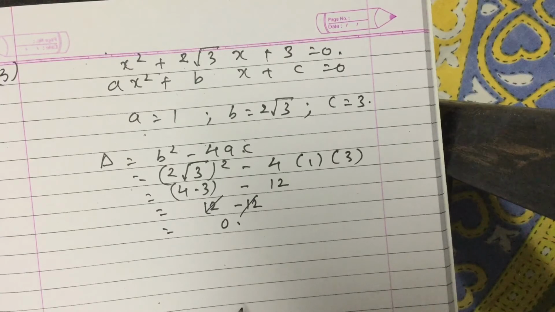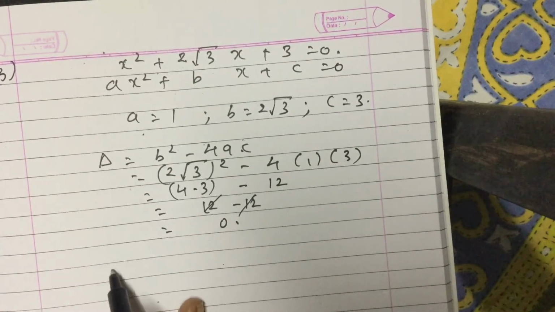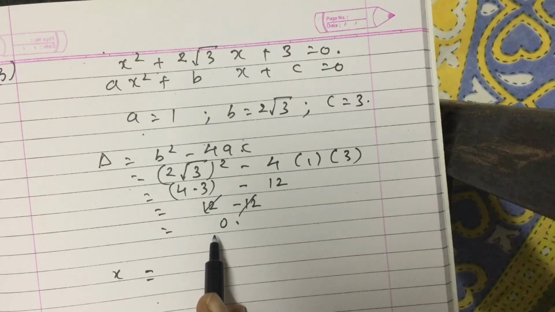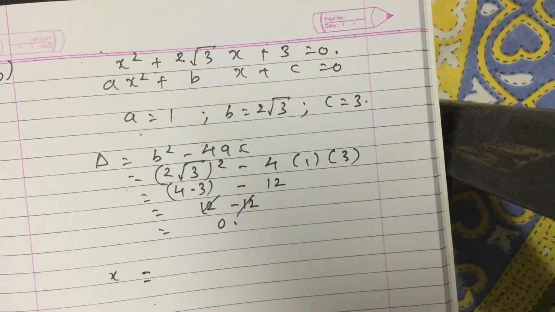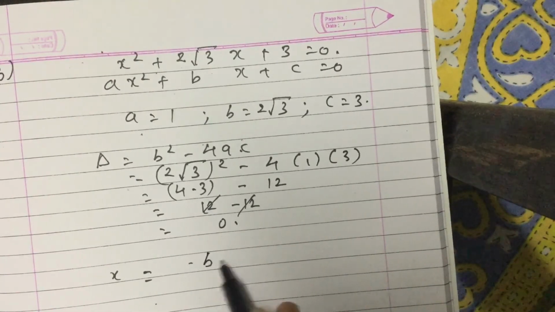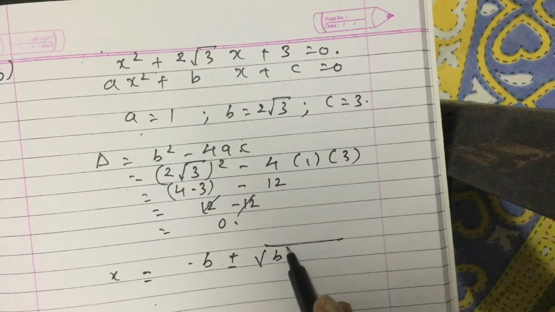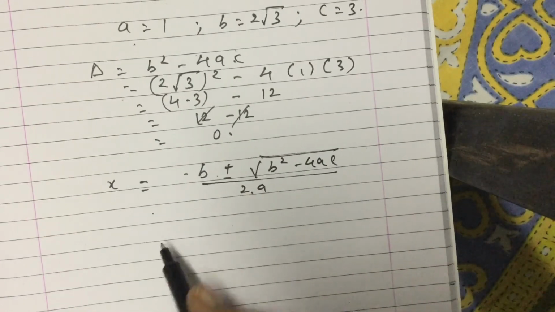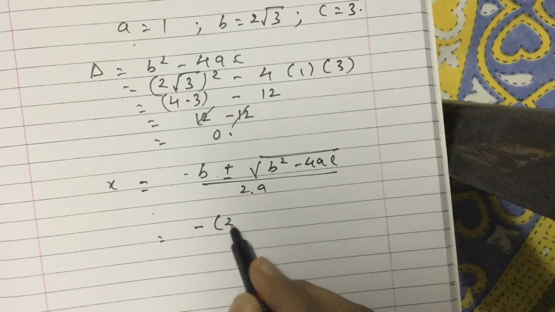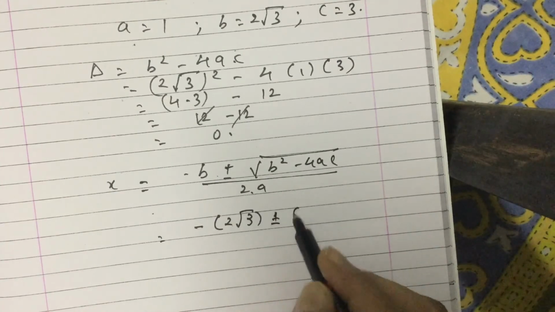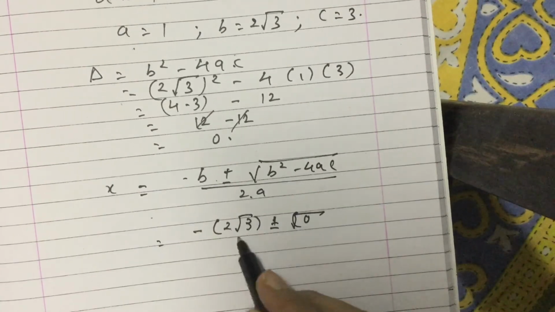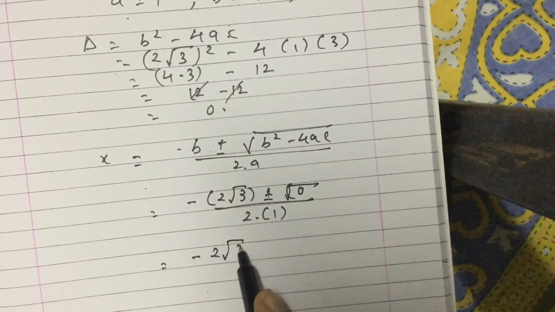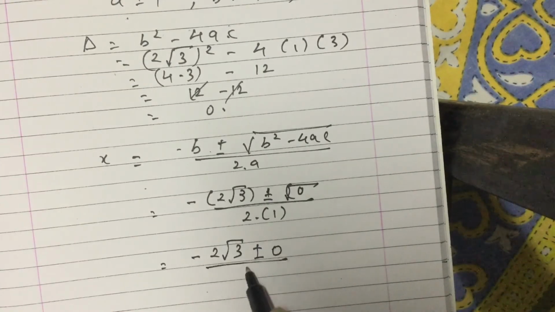Next we have to find the value of x by using the formula. We'll write x = (−b ± √(b² − 4ac)) / 2a. We substitute the values. Minus b value is −2√3 ± √0, and 2a value is 2 times 1. So here comes −2√3 ± 0, and 2 ones are 2.